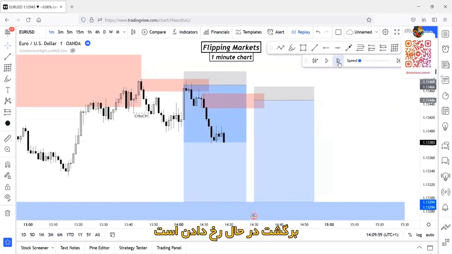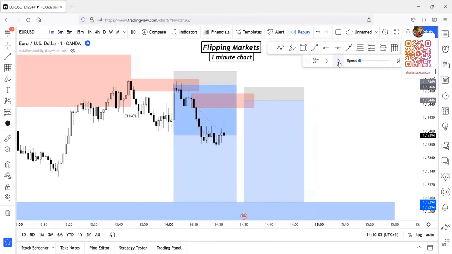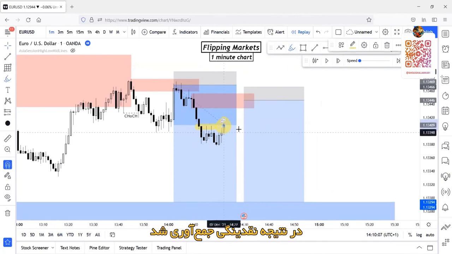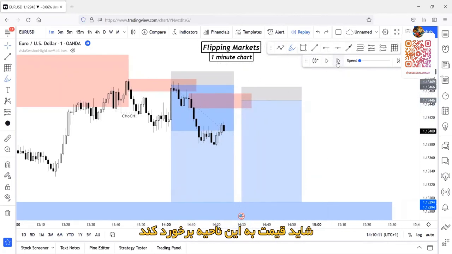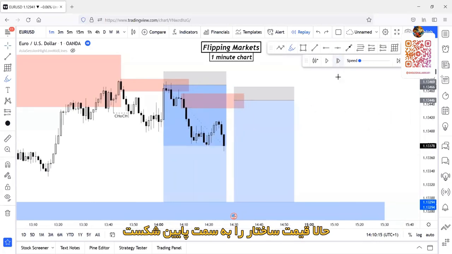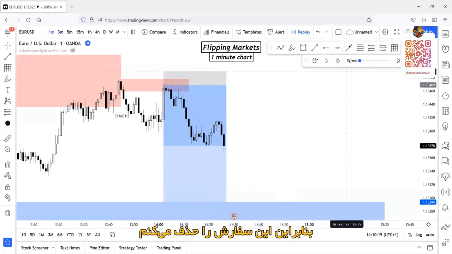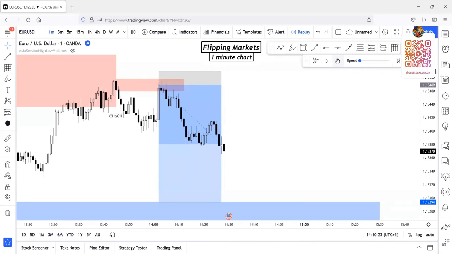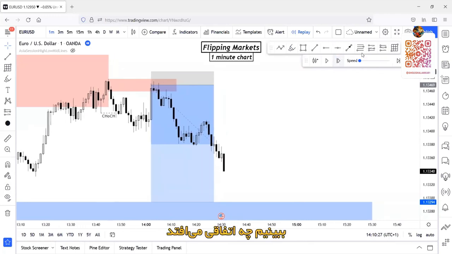Pullback happening. Okay, price swept the equal tops here with this movement. So all the liquidity has been taken out. Maybe we'll tap into this zone. Let's see. No, actually price broke structure to the downside, so I will remove this order. Okay, let's see what happens.